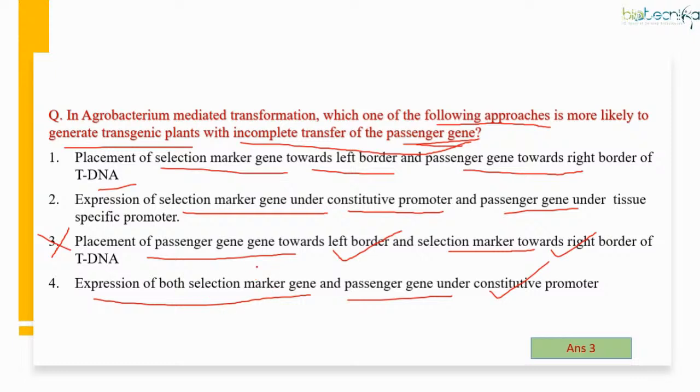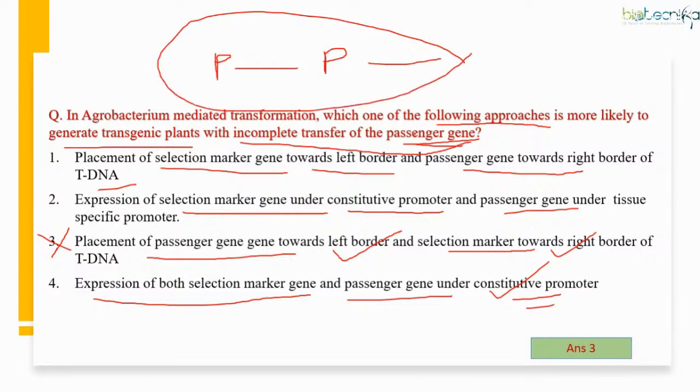Whereas if you're keeping the selection marker gene and passenger gene under constitutive promoter, it will be helpful for them. That's the construct I have shown you a few slides back, right? You have got a promoter region, then the gene of interest, then again a promoter region, then the marker gene. So that will give rise to a good gene expression pattern. So that won't be an issue, but this is going to be an issue.